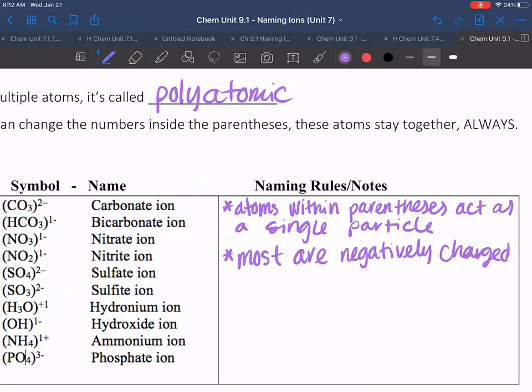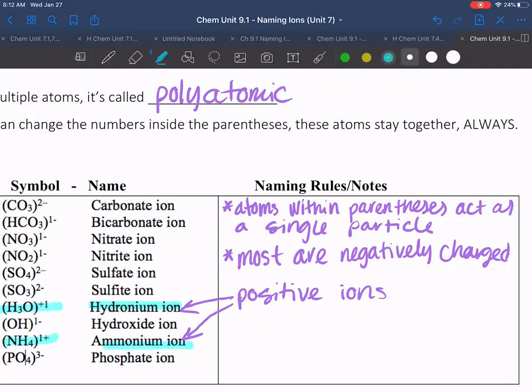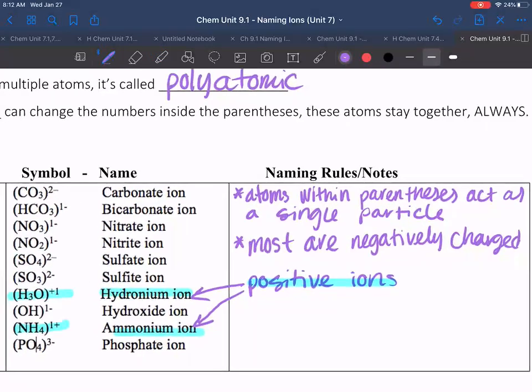But what I want to do is highlight the positive ions, which are the hydronium ion and the ammonium ion. These are the 2 polyatomics that actually are cations. Most of them are anions. And if we look at how they're named, most of them are going to be based on their non-oxygen atom, because as you're looking on this list, almost every single one of them has an oxygen.